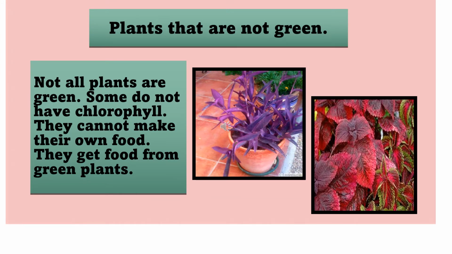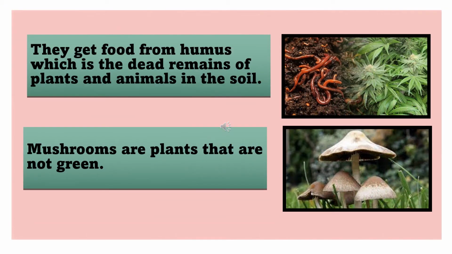Plants that are not green. Not all plants are green. Some do not have chlorophyll. They cannot make their own food. As you know, plants need air, water, and chlorophyll to make their food. So that's why these kinds of plants that are not green do not have chlorophyll in them. And they get food from green plants. They get food from humus, which is the dead remains of plants and animals in the soil.